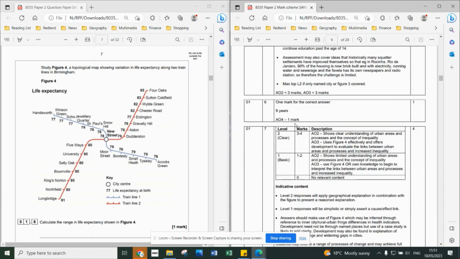Then we have here a picture of Birmingham. Looking at the life expectancy, calculate the range in life expectancy. Well, the answer is 9 years. Okay, you have to look very carefully.